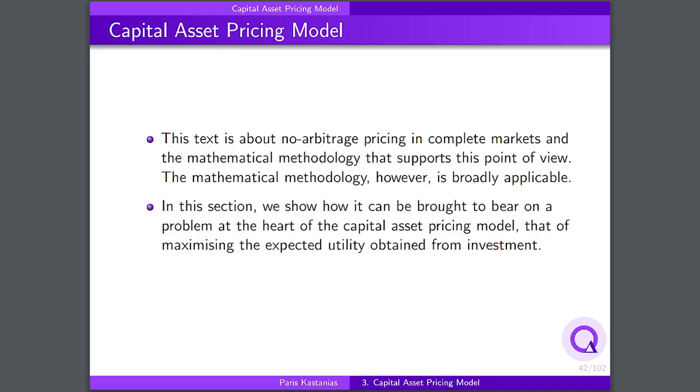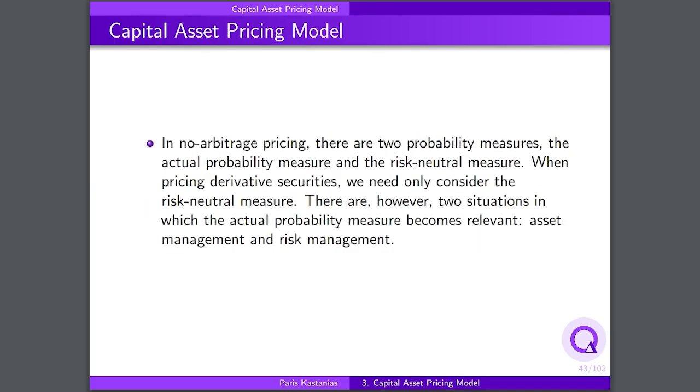The mathematical methodology, however, is broadly applicable. In this section, we show how it can be brought to bear on a problem at the heart of the capital asset pricing model, that of maximizing the expected utility obtained from investment. In no arbitrage pricing, there are two probability measures, the actual probability measure and the risk-neutral measure, which we talked about earlier. When pricing derivative securities, we need only consider the risk-neutral measure.